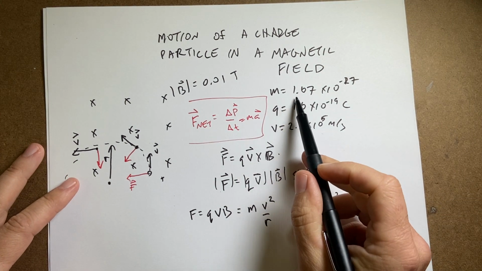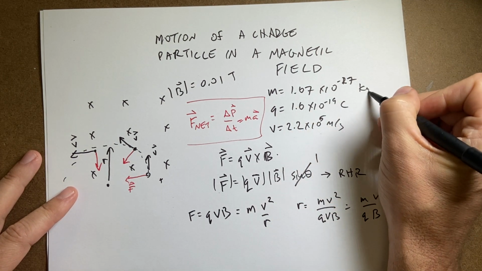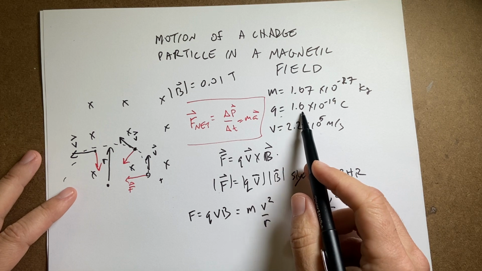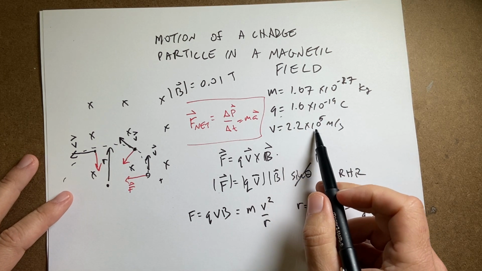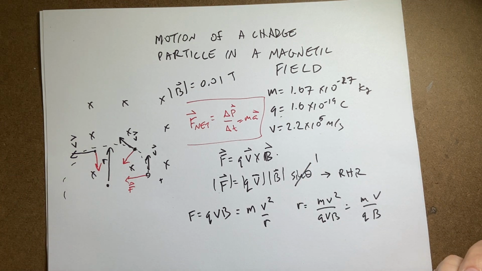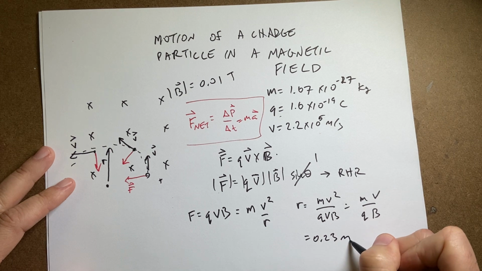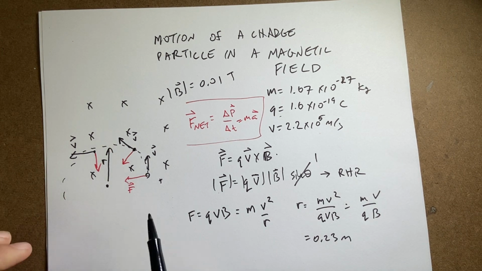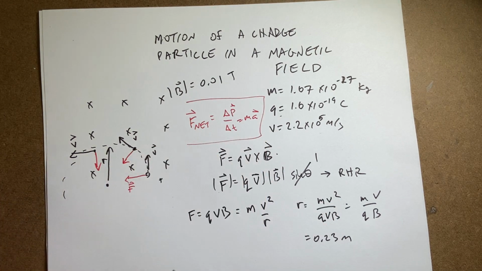Now if I use a mass of a proton of 1.6 times 10 to the negative 27 kilograms, the charge on a proton is 1.6 times 10 to the negative 19th, and a velocity of 2.2 times 10 to the 5th meters per second, which I just picked, that gives me a radius of 0.23 meters. So it moves in a circle at a constant speed as long as it's in that magnetic field, if the magnetic field is constant. So a charged particle in a constant magnetic field would move in a circle.